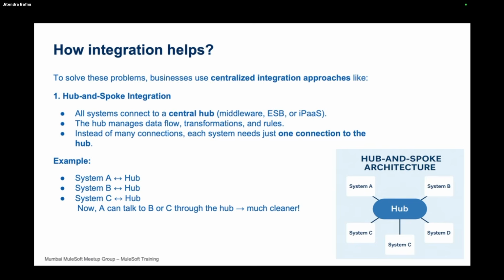So system A is nothing, it's a hub. System B is a hub. System C is a hub, basically, right? This is much cleaner, but we still have a need of hub and spoke architecture here. So we will talk about how we can avoid this kind of architecture also.